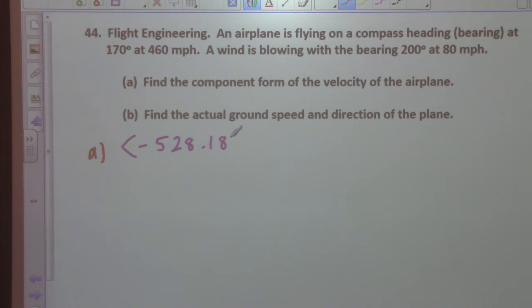528.187, okay. Let's just pause and see if that makes sense. Now we're going at 170, so it's gonna be blowing over to the left, right? So that probably makes sense. And this one is blowing that direction too, and they kind of add together. Okay, so that sounds good. What next?